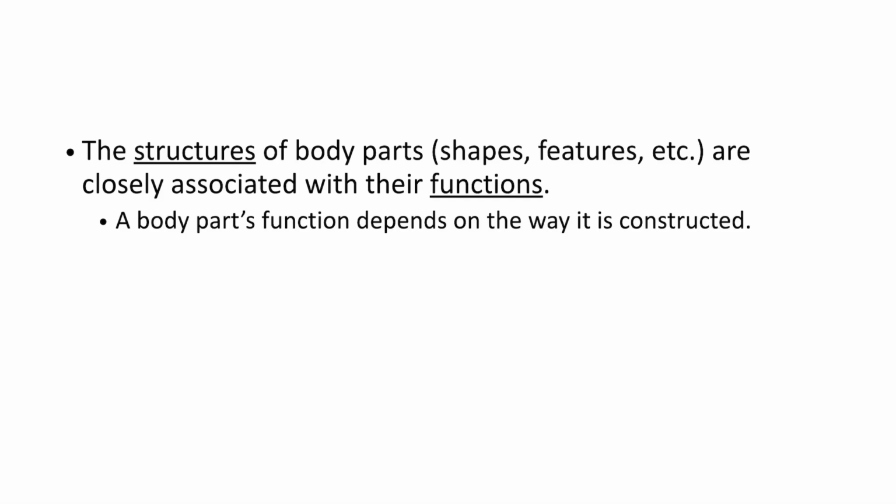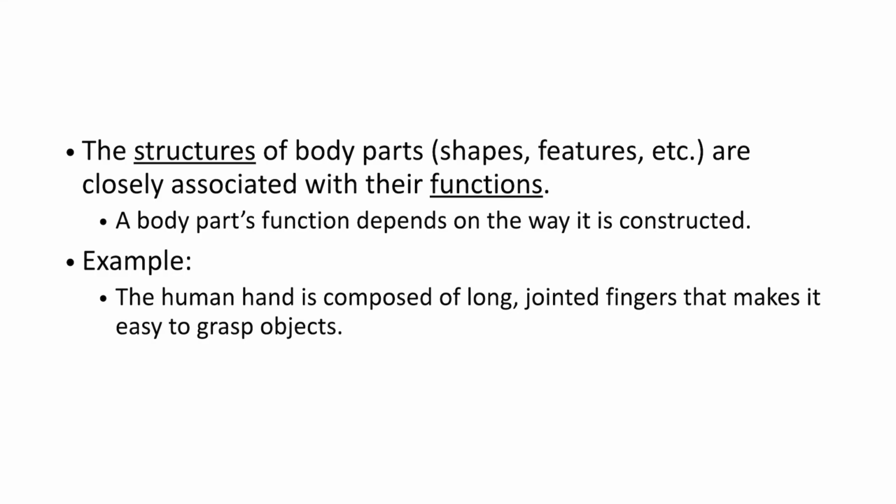And so like I already mentioned earlier, the structure of body parts, so that would be the shapes or features, are closely associated with their function. And so a body part's function will depend on how it is constructed. For example, the human hand is composed of long jointed fingers that make it easy to grasp objects.